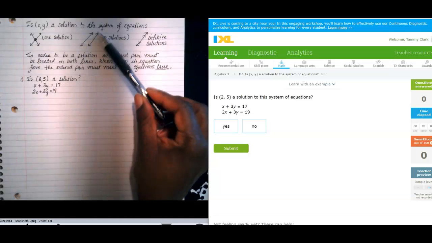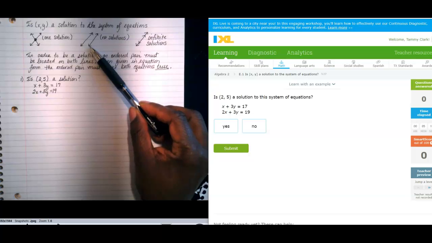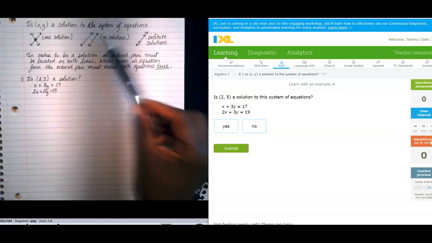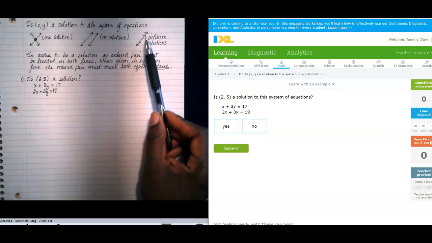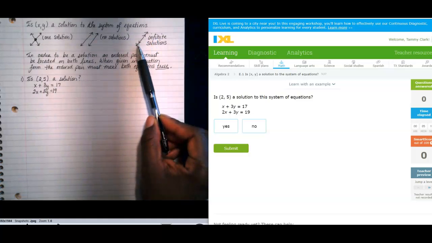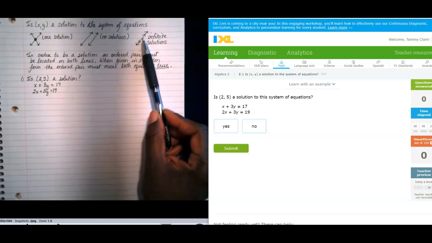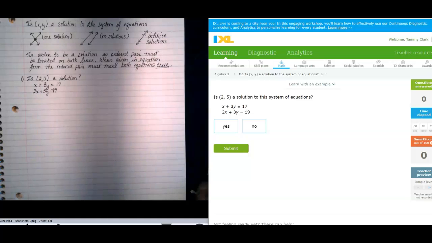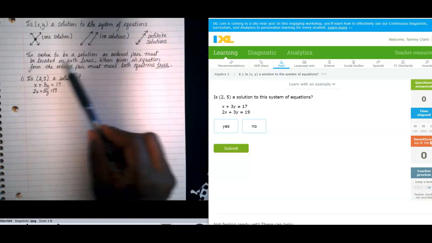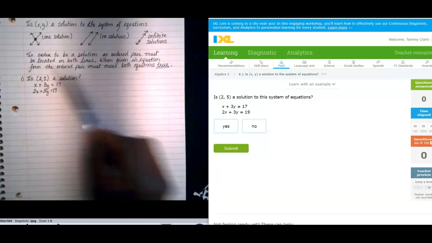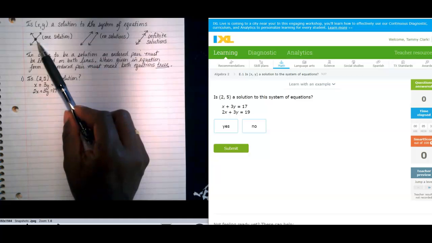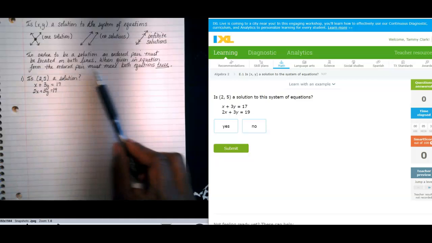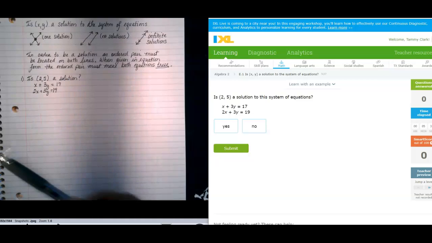If there were no solutions, we would have parallel lines that ran next to each other. Remember, parallel lines have exactly the same slope. And then if we had infinite solutions, one line would lay on top of the other, meaning every point on the line would make an equation true. So in order to be a solution, an ordered pair must be located on both lines like you see here. When given in equation form, the ordered pair must make both equations true.